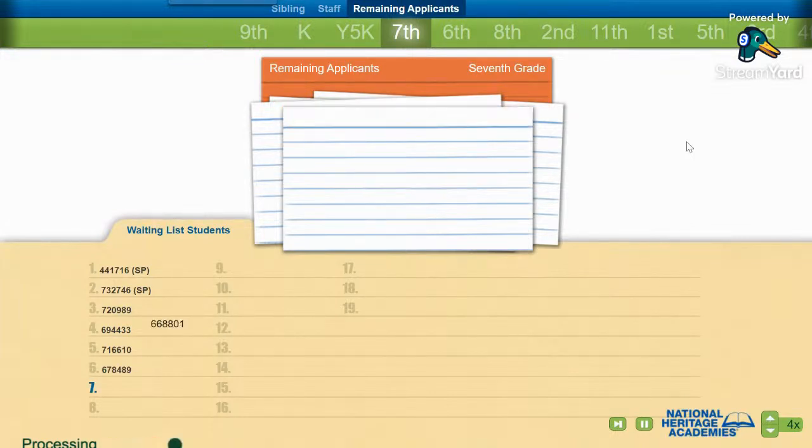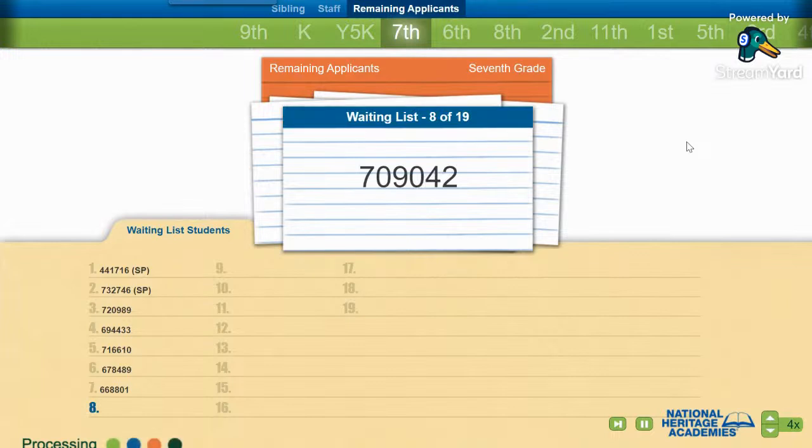Congratulations to all our new Young Fives, kindergarten, and 9th grade families. Please keep an eye out for our acceptance package with information about the parent portal and ways you can register your student to get them ready for the fall.